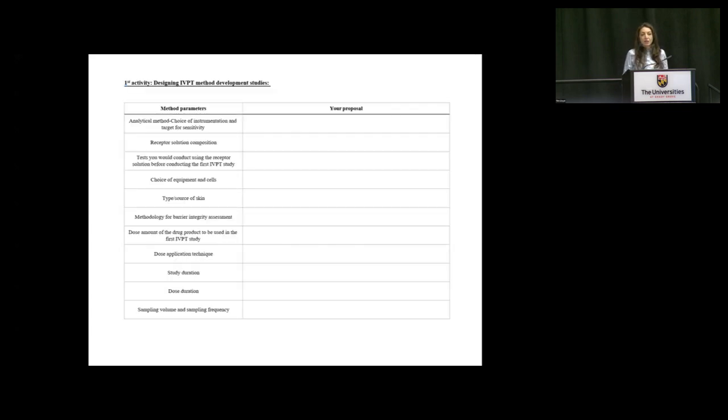Then we asked our participants to come up with the IVPT method for this drug product based on the information provided about this drug product and also based on the resources they have access to in their companies. We gave them some time to think about different method parameters or tests that would be applicable during method development. And then we discussed what they were proposing and what would be appropriate considerations during method development.